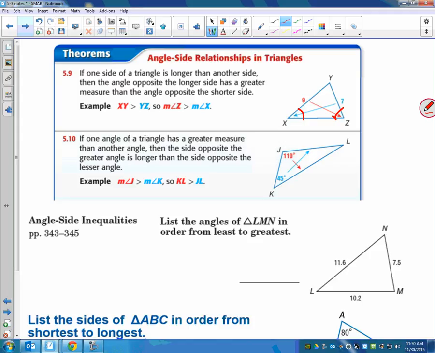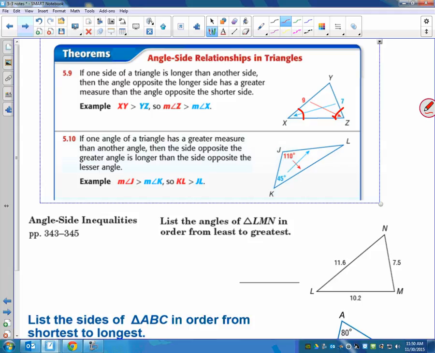If you know an angle is bigger than another angle, then the side across from the bigger angle will always have the longer side length. So the longer the side goes with the bigger the angle. The smallest side goes with the smallest angle. Always. Isn't that kind of cool? Which means this is not nearly as confusing as the other thing that we did.